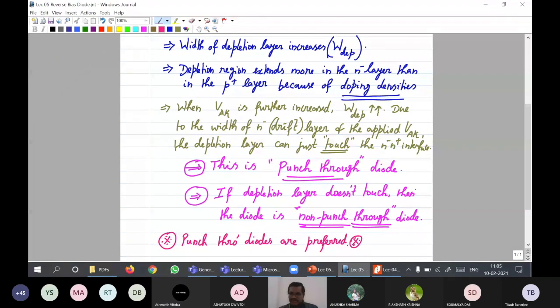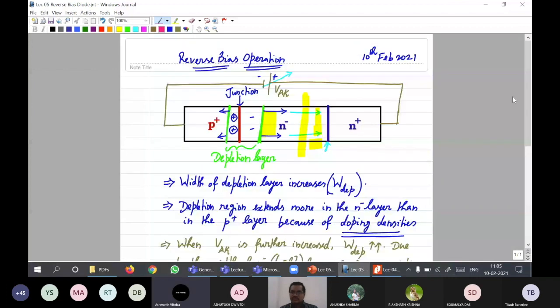That causes additional power loss, right? So will it affect the efficiency? Definitely. Why not? You have an additional voltage drop across the n minus layer. Definitely it will affect the power conversion efficiency. Okay, sir.